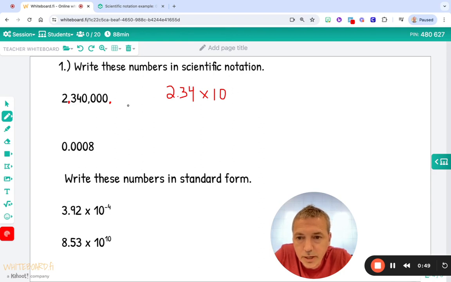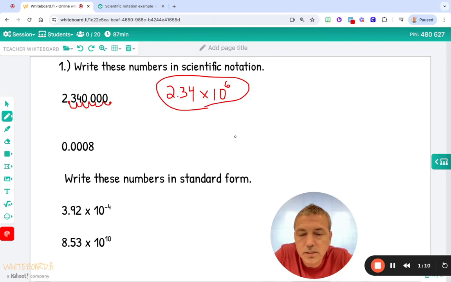Well, to figure out that power, we got to see how many times we move the decimal place to make that number 2.34. Well, we moved it 1, 2, 3, 4, 5, 6 places. Whenever we're moving the decimal to the left, it's going to be a positive exponent. So my final answer would be 2.34 times 10 to the 6th. Okay, so if you start with a very large number, it's always going to be a positive exponent. If we type 2.34 times 10 to the 6th on our calculator, we would get that number 2,340,000.